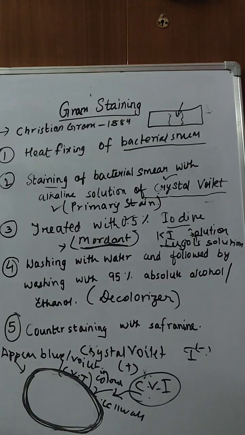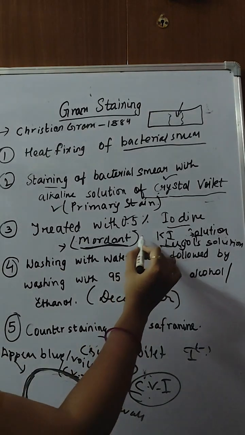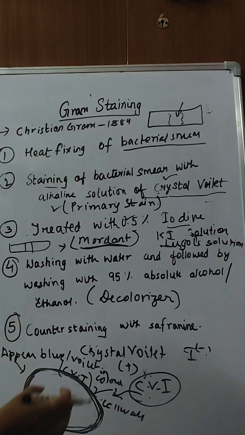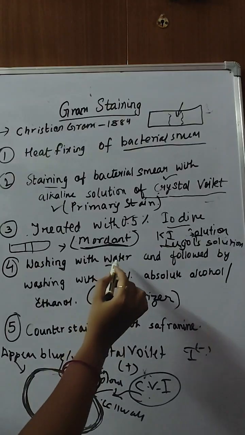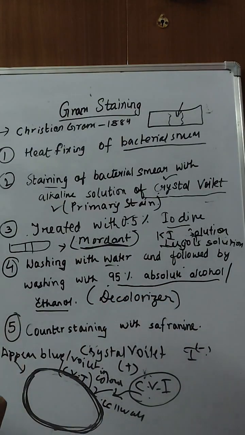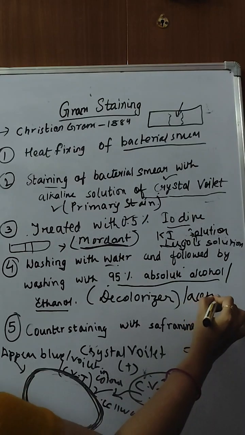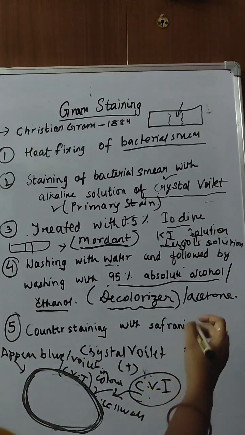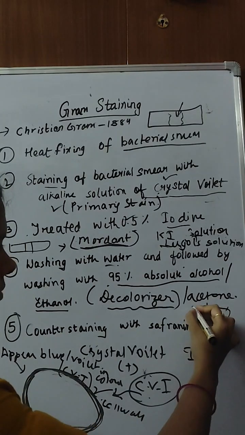And we know that the major difference between gram-positive and gram-negative bacteria is in the cell wall. They have different cell wall compositions, so that is what we are going to see. Now this full slide will be washed with water. After using the mordant, we wash with water. After washing with water, we wash it with 95% alcohol or ethanol or acetone. Why are we using this? This will act as a decolorizer. It will help to remove the primary stain from the bacterial cell wall.